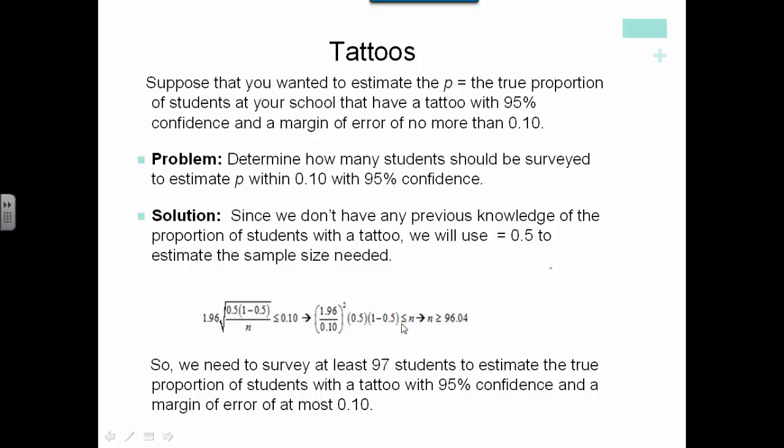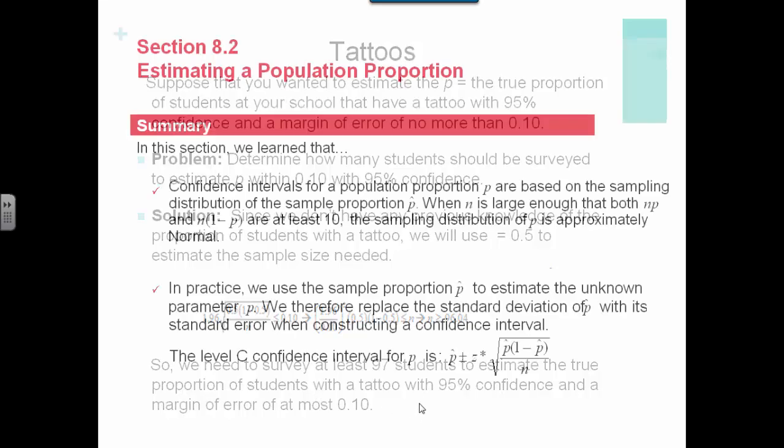Square both sides, bring n to the other side, and then solve for n. We need to survey at least 97 students to estimate the true proportion of students with a tattoo with 95% confidence and a margin of error of at most 0.10.